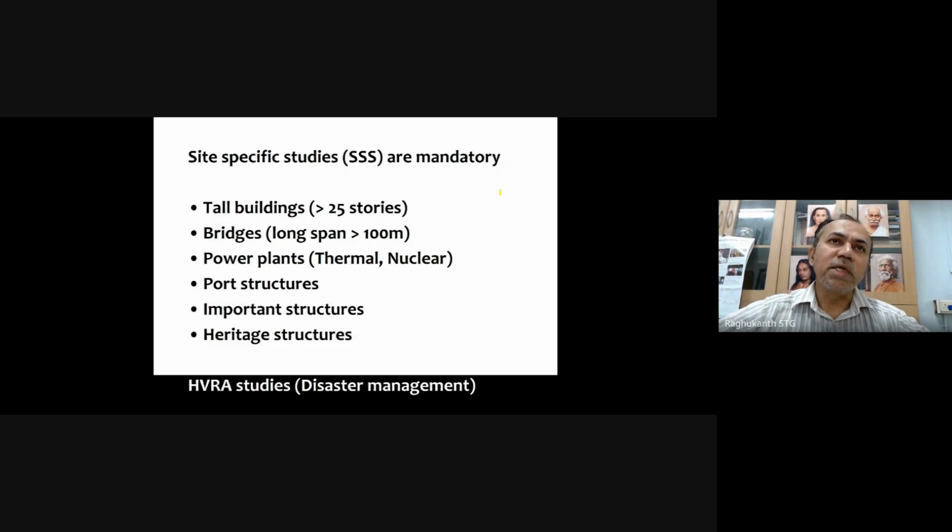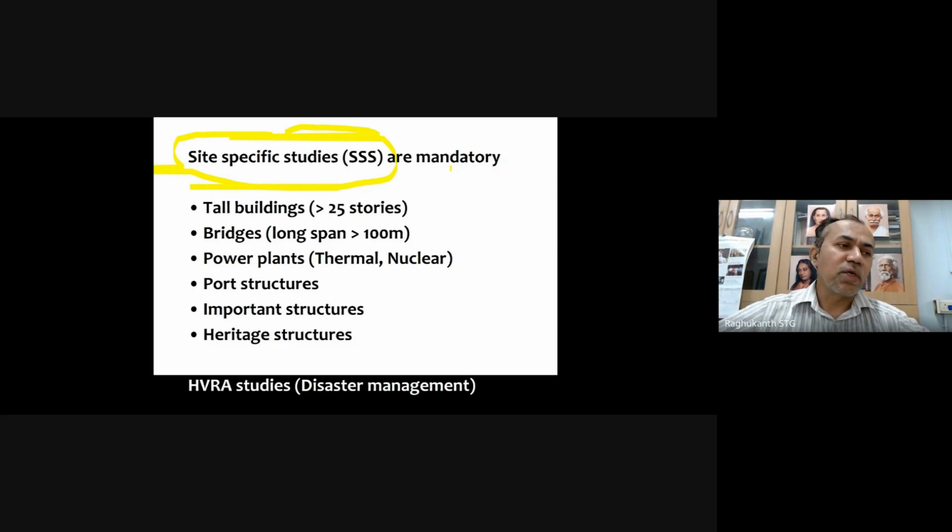If you are designing a bridge with a span of more than 100 meters, power plants, port structures, or important heritage structures, they say that the site-specific spectrum is mandatory. These studies have to be carried out, and then you have to compare this with the IS code spectrum, and whichever is higher, we have to use it in the design.